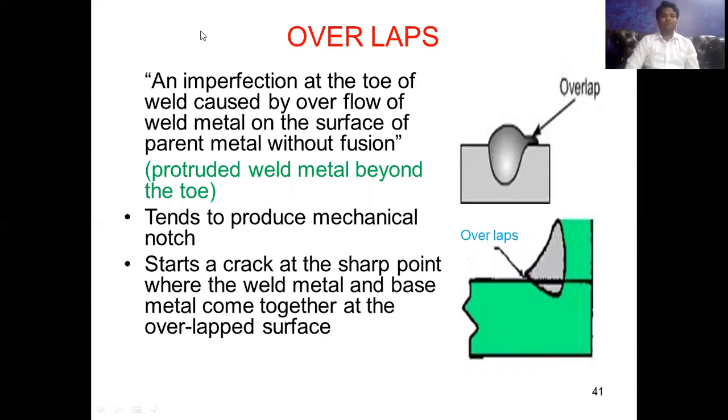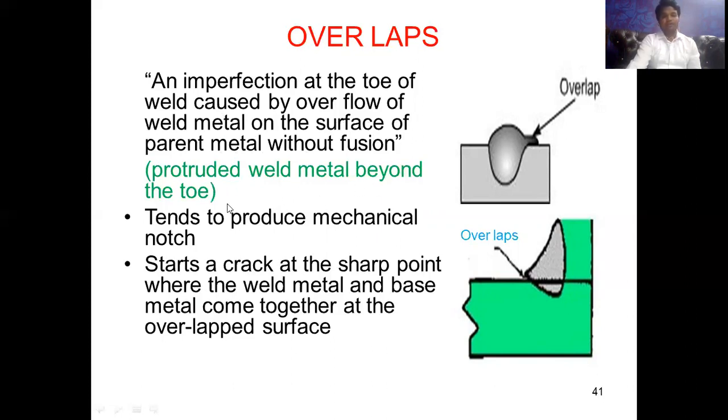Overlap. Another defect is the overlap. The weld pool on the reinforcement which is excessive on the metal, we call it overlap. An imperfection at the toe of the weld caused by overflow of the weld metal on the surface of the parent metal without fusion. So this does not cause any fusion. This is just an overlap at the toe of the weld.